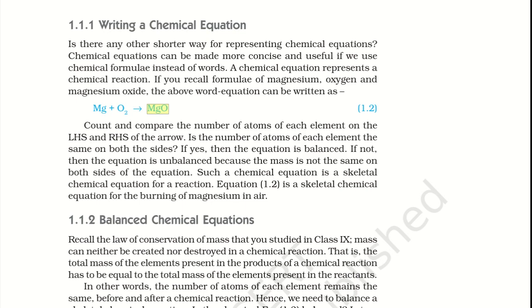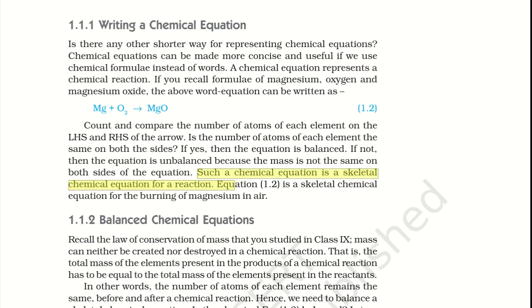Now let's count and compare the number of atoms of each element on the left hand side and right hand side of the arrow. Here you can see magnesium has one atom. On the right hand side also it has one atom. On the left hand side, oxygen has two atoms. Here you can see a subscript 2 written. But on the right hand side, oxygen does not have any subscript. That means there is an imbalance in the equation.